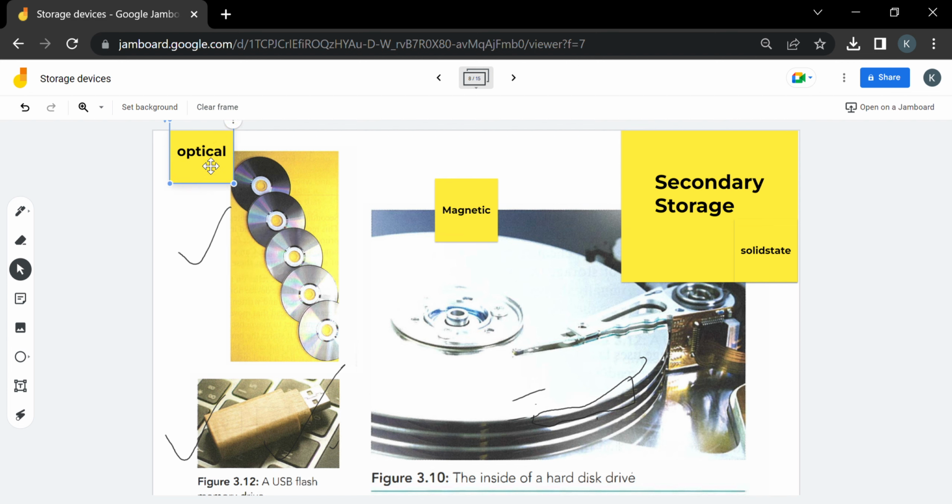made up of optical material. So it's an optical storage device. And when we are talking about a flash drive or USB, it's a solid state drive. Okay, so these are secondary storage. And what is secondary storage? Where we are permanently storing the data.